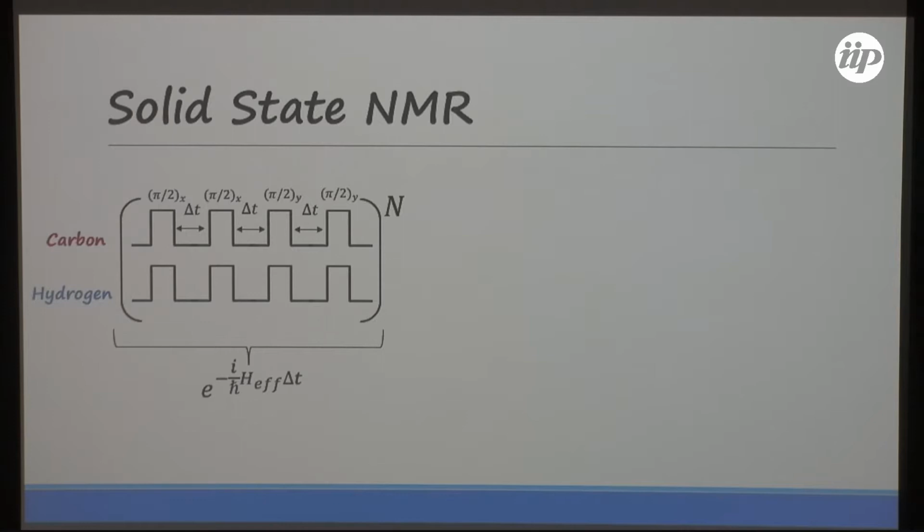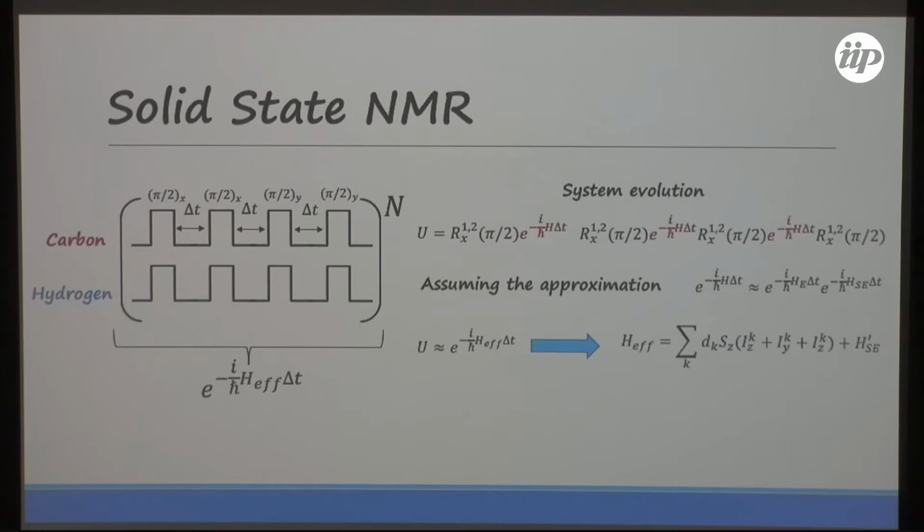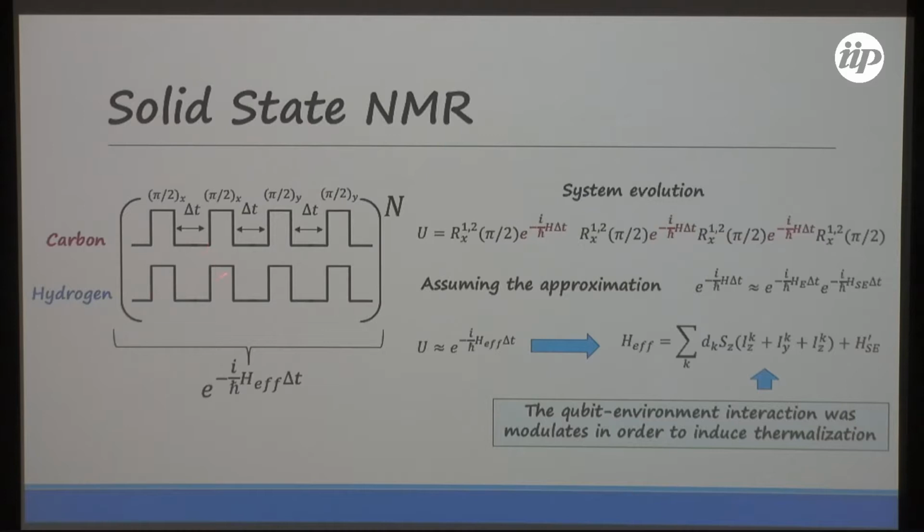This can be done by applying a pulse sequence. With the carbon and hydrogen, I can apply a sequence of RF pulses so that the total evolution is equivalent to an evolution with some effective Hamiltonian. I can apply a specific pulse sequence so that this effective Hamiltonian is given by that. This is an approximation, valid when delta T is very small.